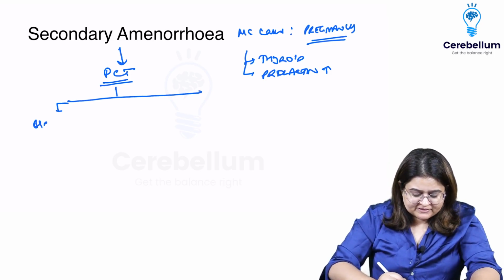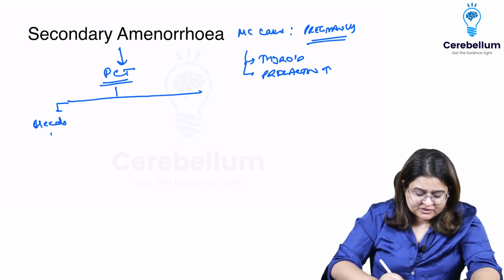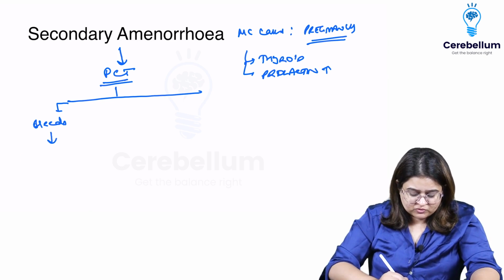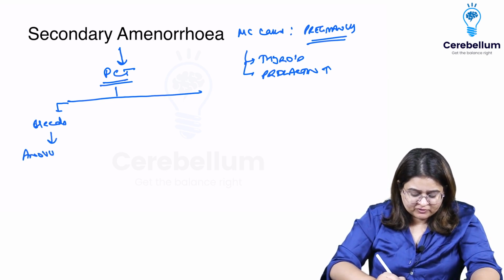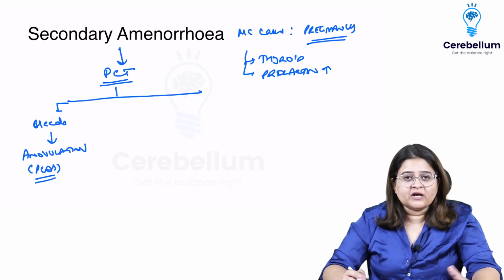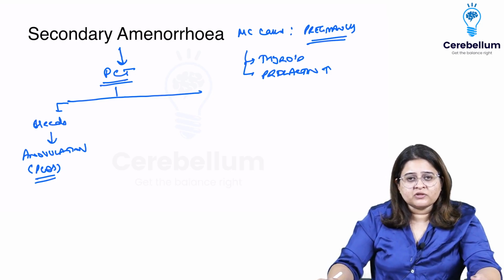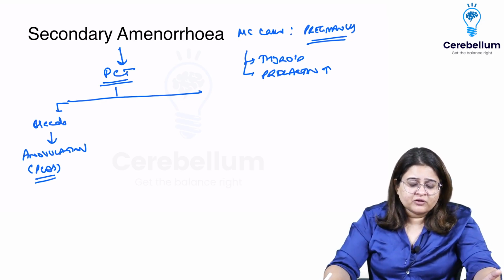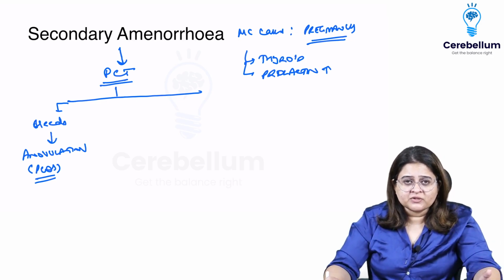If she bleeds, what does this mean? That means she was progesterone deficient. And which women are progesterone deficient? Those who are having anovulation or anovular cycles, like in PCOS. So PCOS is a common cause of anovulation. Other common causes of anovulation are during puberty, a few years following menarche, and even in the perimenopausal age group.